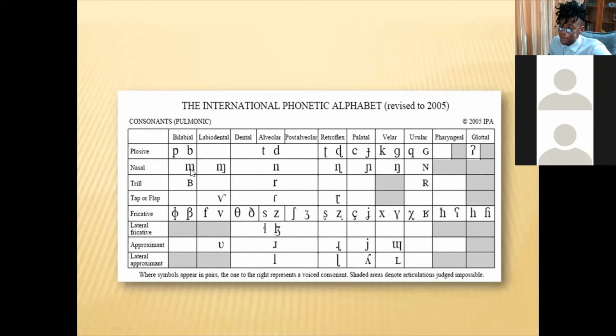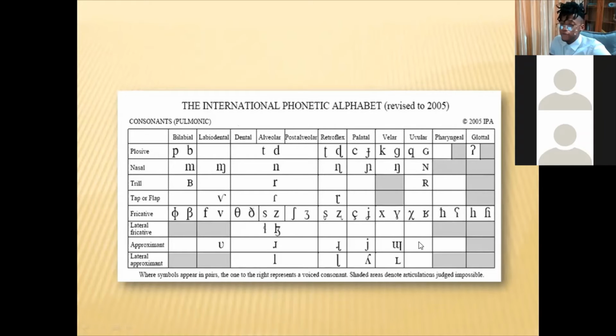This one, because it appears on the right, will be a voiced bilabial nasal. This one, a voiced labiodental nasal, and so on. A voiced bilabial trill. This one here could either be a dental trill, or an alveolar trill, or a post-alveolar trill. Same with this one. This one would be a voiceless plosive retroflex. This one would be a voiced plosive retroflex.